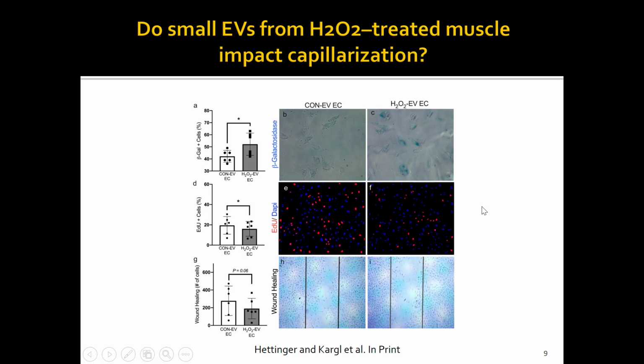And what we saw is when we took these muscle-derived H2O treated EVs and exposed them on endothelial cells, we see a transfer of senescence-related activity, here measured by beta-galactosidase. So when we take EVs from H2O treated muscle, the signaling that is inside the EVs induces senescence in the endothelial cells. We see impaired proliferation in the endothelial cells, and using a wound healing assay, we see impaired angiogenesis as well. So oxidative stress leads to impairment through EVs of endothelial cell function.